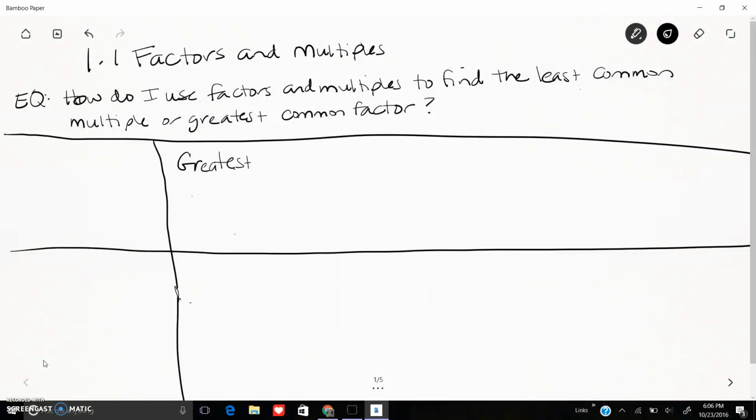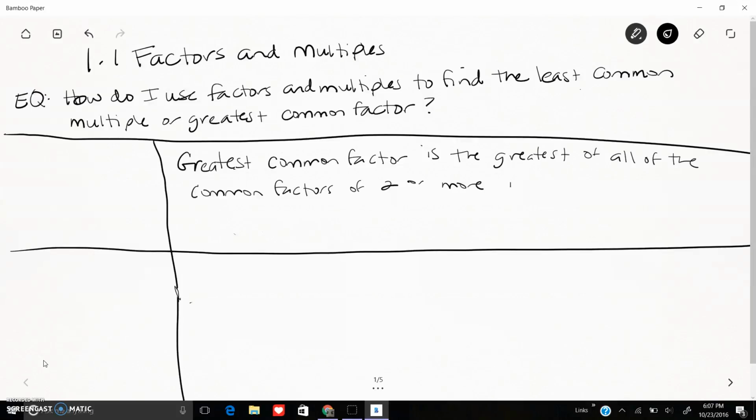The greatest common factor is the greatest of all of the common factors of two or more numbers. Also called GCF, right? And then remember that a factor is parts of a multiplication problem. So this is a factor, this is a factor, okay? Least common multiple, also the way it sounds.